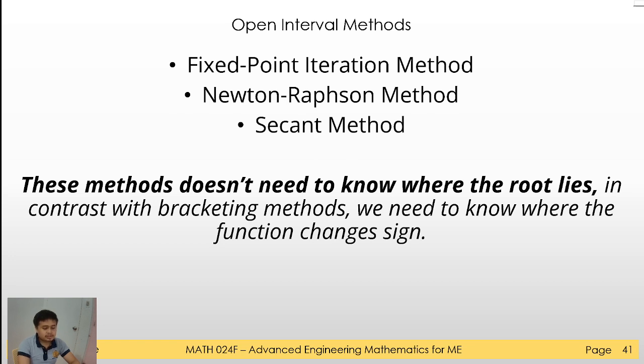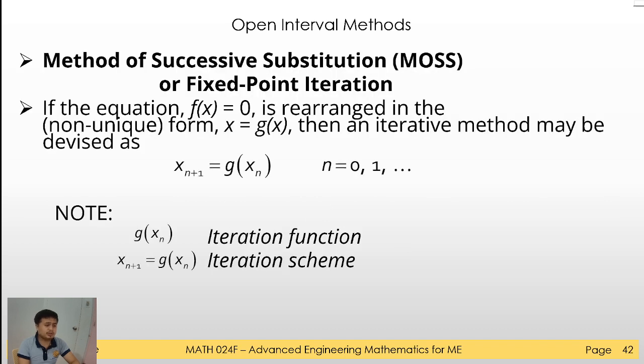Now, with the first scheme, the fixed point iteration method, also known as the method of successive substitution, let's say again we have the function f of x and equate this to 0 to find the roots. We can manipulate our function so that we have x on the left side and a function of x on the right side. So this is non-unique. We have different ways to represent our function in this form. I will show you this later.